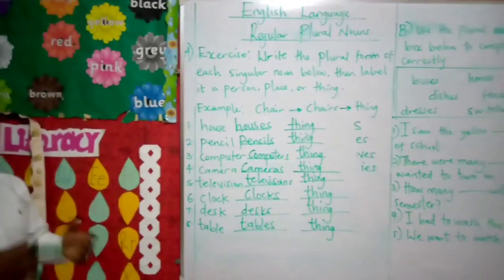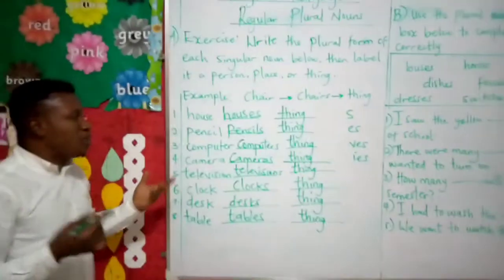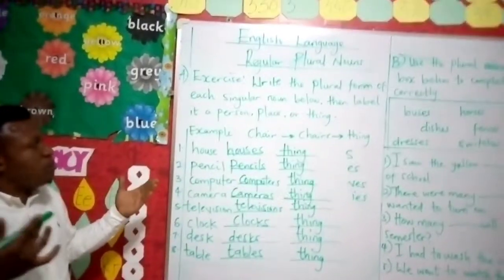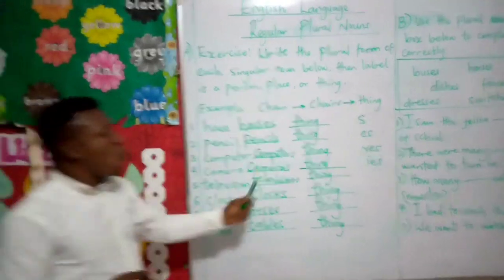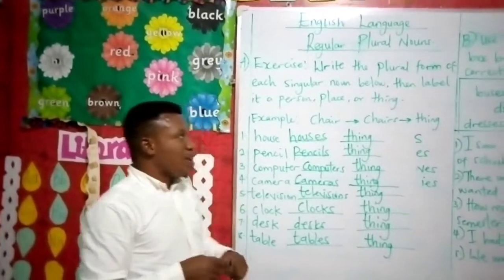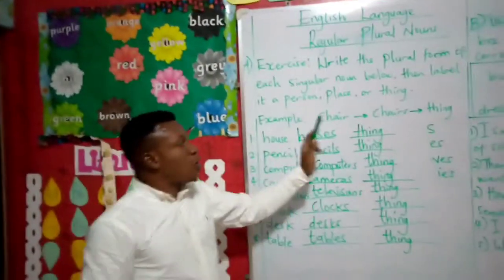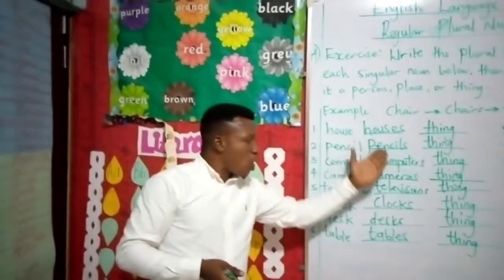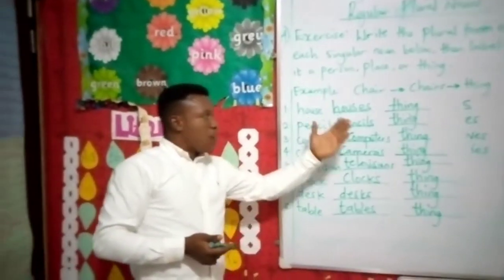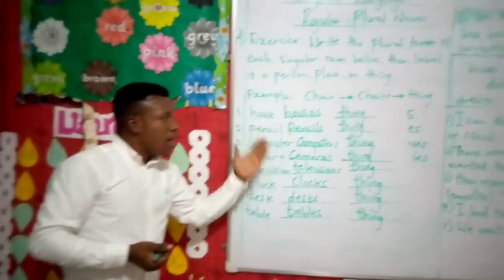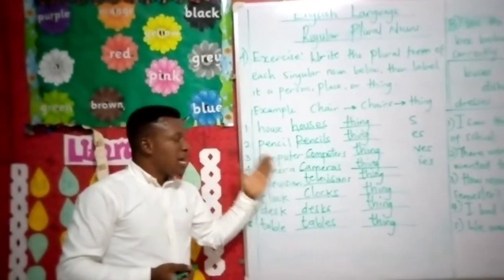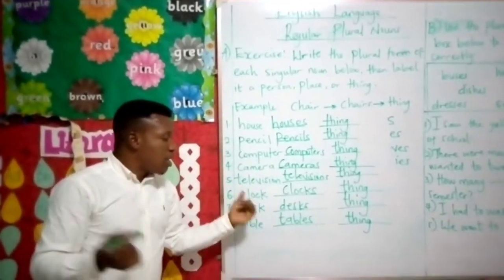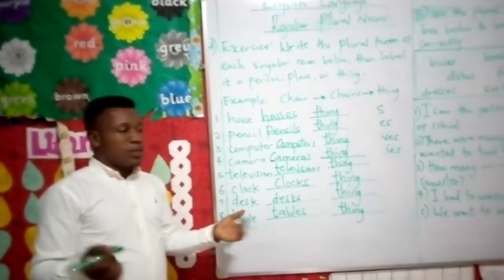I know you're all surprised that everything here is a thing. Yes, I was going to kind of trick you because some of you are thinking that I might mention one of these as a person or place. But no, all these fall under the category of thing. Alright, can we make sentences with all of these plural nouns? Houses, pencils, computers, cameras, televisions, clocks, desks, tables.